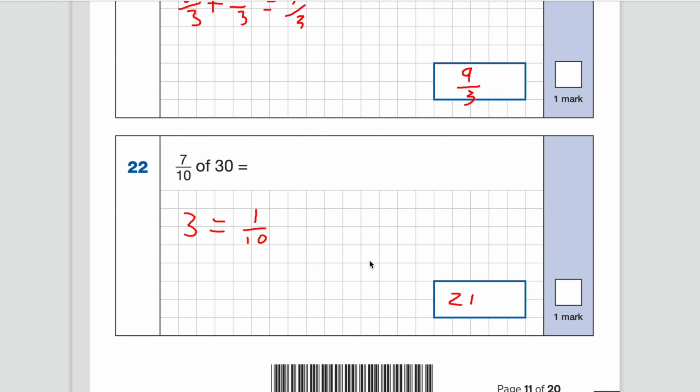A quick clue to suggest you've got this wrong is if this number is bigger than the number you're dividing. That's obviously a red flag, because when you divide by a fraction or find a fraction of a number, it's always going to be smaller. So that's your answer, 21.